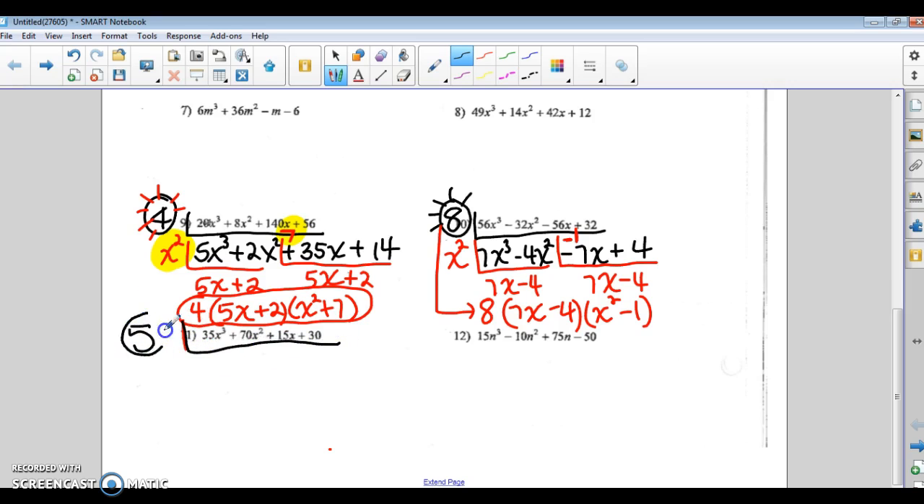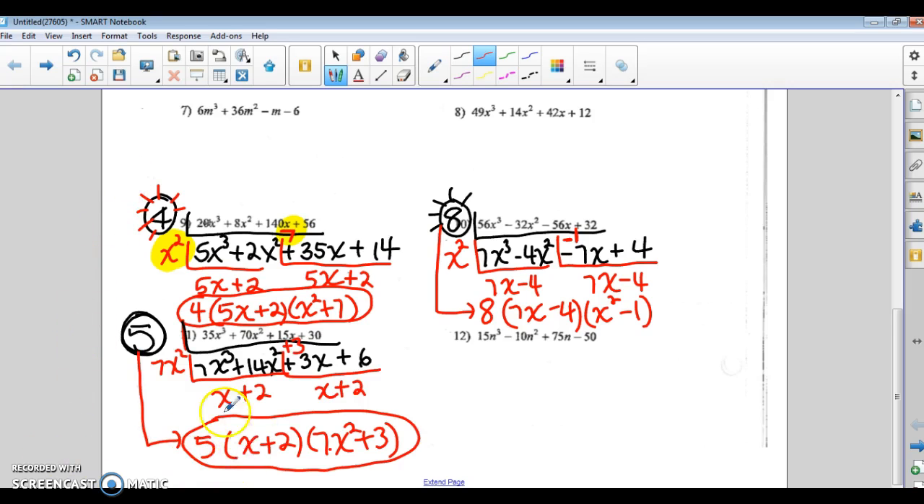I always circle that so I don't forget about it. So if you factor out 5, 35 divided by 5 is 7x cubed, 70 divided by 5 is 14x squared plus 3x plus 6. Now can you pause the video and finish this question, and see if your answer matches mine? Okay, so pause the video now. Do you guys have the same answer? x plus 2, 7x squared plus 3, and then make sure you bring down this 5.